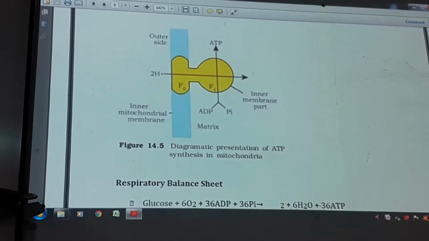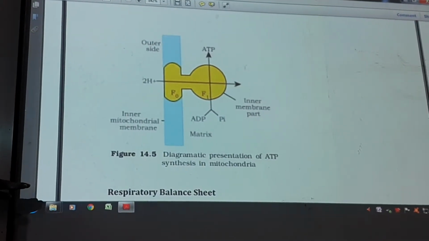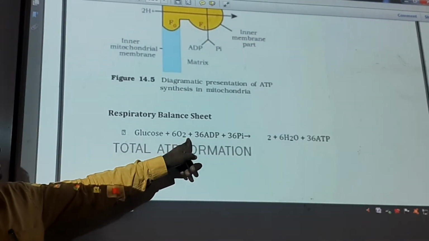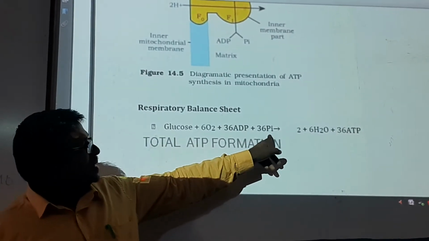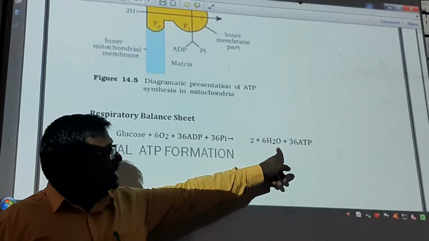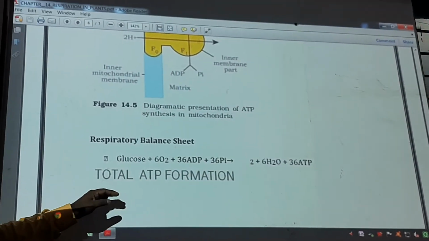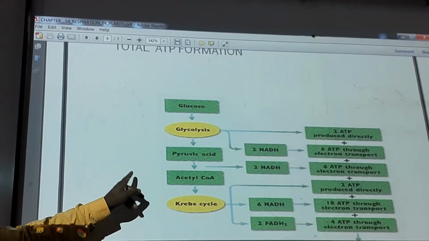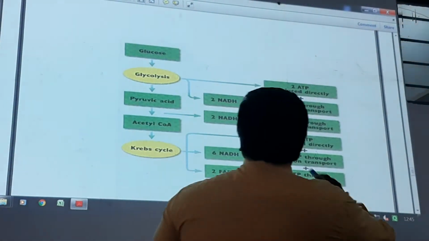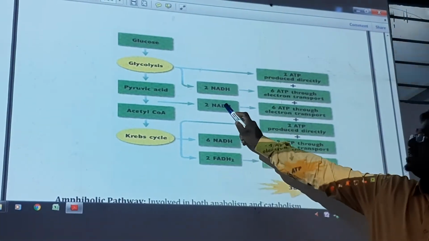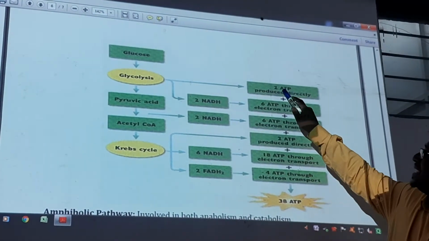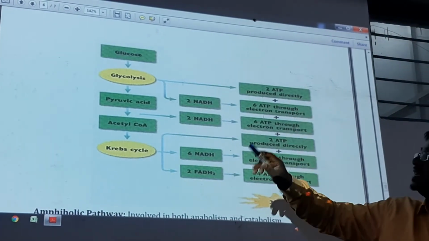Respiratory balance sheet, I will just discuss completely. Please scroll it down. Overall reaction: glucose plus 6 oxygen plus 36 ADP plus 36 inorganic phosphate form carbon dioxide, water, and 36 ATP. That is the overall reaction of it. Please scroll down. Yes. Glucose to pyruvic acid in glycolysis: 2 ATPs are synthesized, 2 NADH2s are synthesized. What is 2 NADH2 equal to? 2 into 3, 6 ATP. 2 plus 6, 8 ATPs are formed in glycolysis.